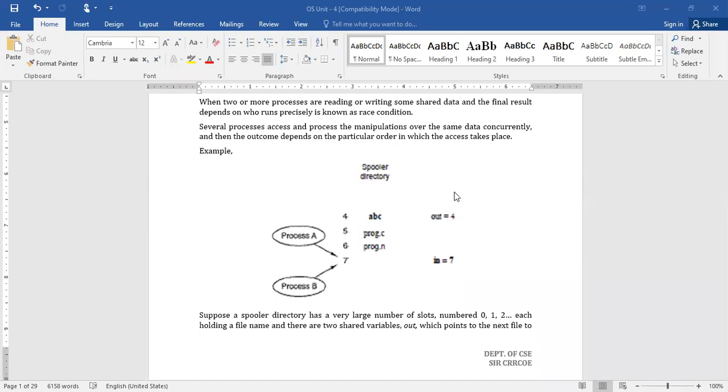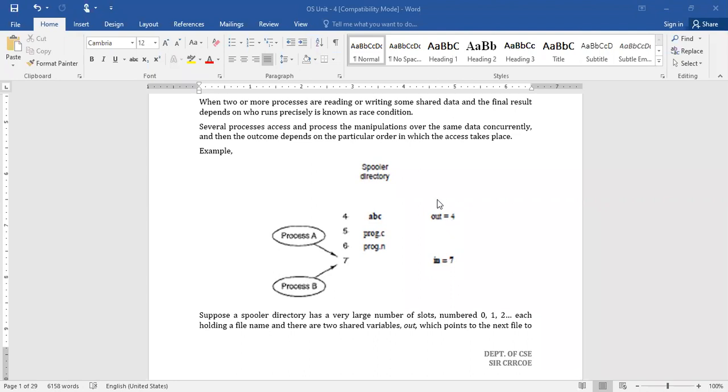Here two different shared variables are used to share the information among the processes. One is out and another one is in. What out represents is the number assigned to out, which will indicate the next instruction to be executed, or the next file which is going to be printed.